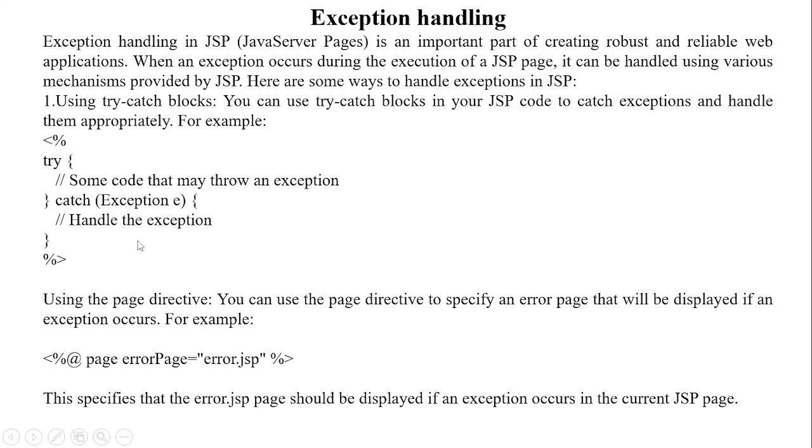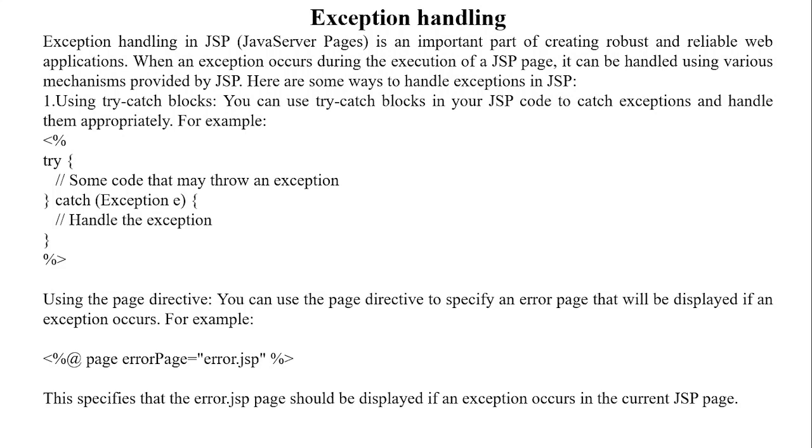If we got some exceptions, then we use page directives, and this page directive forwards the request to the error page. So if an exception comes, this page will call error.jsp. We created one page, and when an exception occurs, this page is called and the user sees the exception. This specifies that the error.jsp page should be displayed if exceptions occur in the current JSP page.